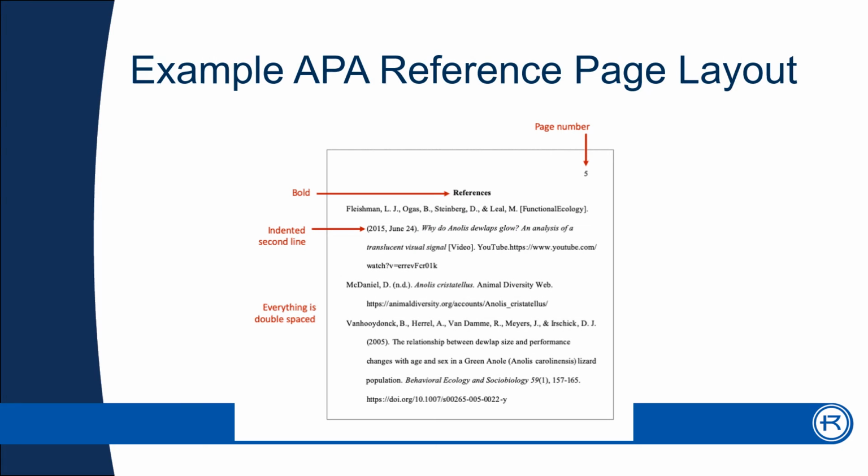Here is an example of an APA reference page layout. Let's look at it. In the center, you have the title references in bold. All the references are listed alphabetically with the author's last name from A to Z. Every reference that goes onto a second line has a hanging indent, and everything is double spaced. And the page number is in the top right corner, continuing the page number flow of the paper.